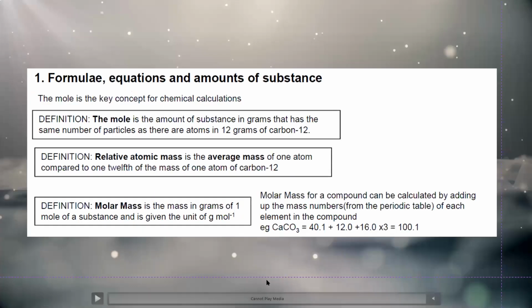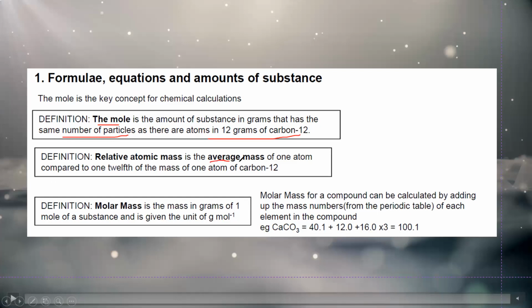So these are the definitions which are important. The first one is about the mole. The mole is the amount of substance in gram that has the same number of particles as the atoms in 12 gram of carbon 12, or 1 mole of carbon 12. How many atoms are there? The same number of particles. Or, with Avogadro, you can also say a mole is an amount of substance which contains Avogadro's number of particles.